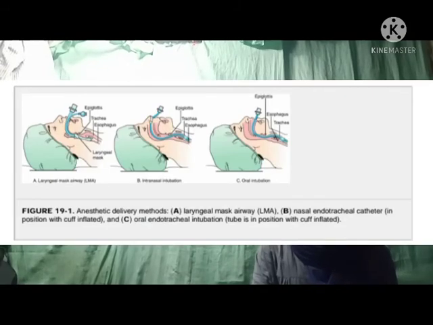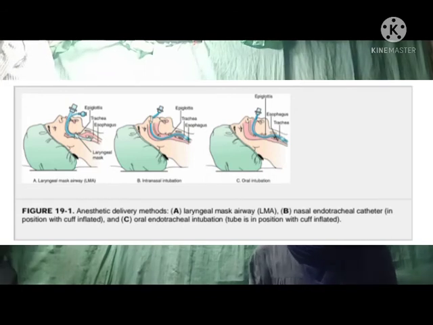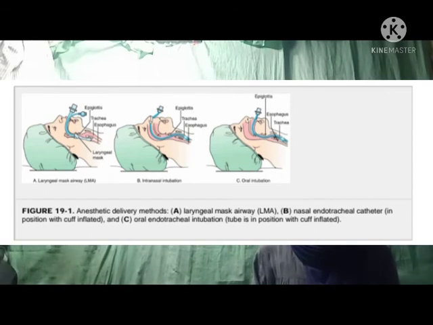Inhalation anesthetic agents. Anesthetic delivery methods like inhalation anesthetics such as nitrous oxide, halothane, isoflurane, desflurane, and sevoflurane are the most commonly used agents in practice today. These are used for induction and maintenance of general anesthesia in the operating room.